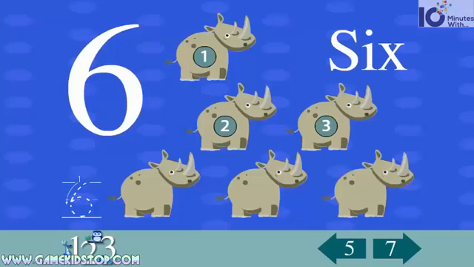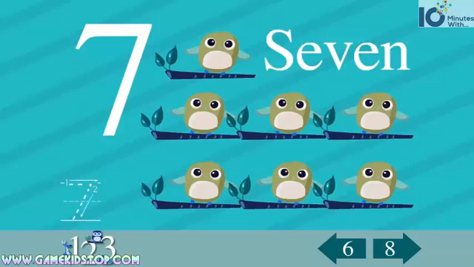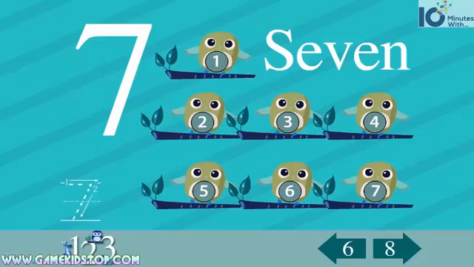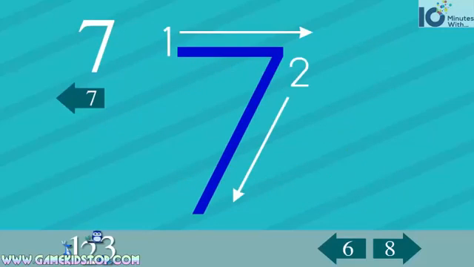1, 2, 3, 4, 5, 6. 6 rhinos. Great! 1, 2, 3, 4, 5, 6, 7. 7 birds. Excellent!